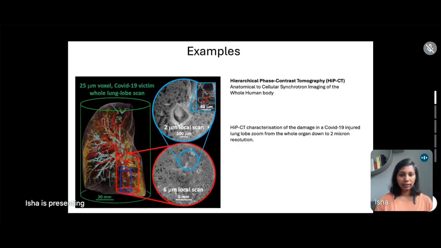So what they can do is use AI. If you have so many details here, you can use AI to connect this very detailed data from hierarchical phase contrast tomography and link it with normal CT. So then you can already say what kind of damage is done using a normal CT as well.